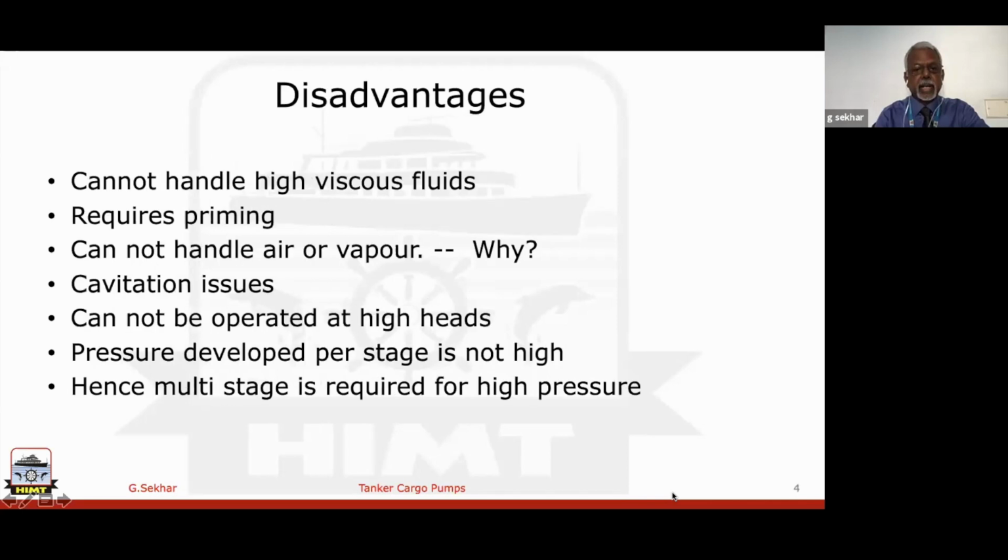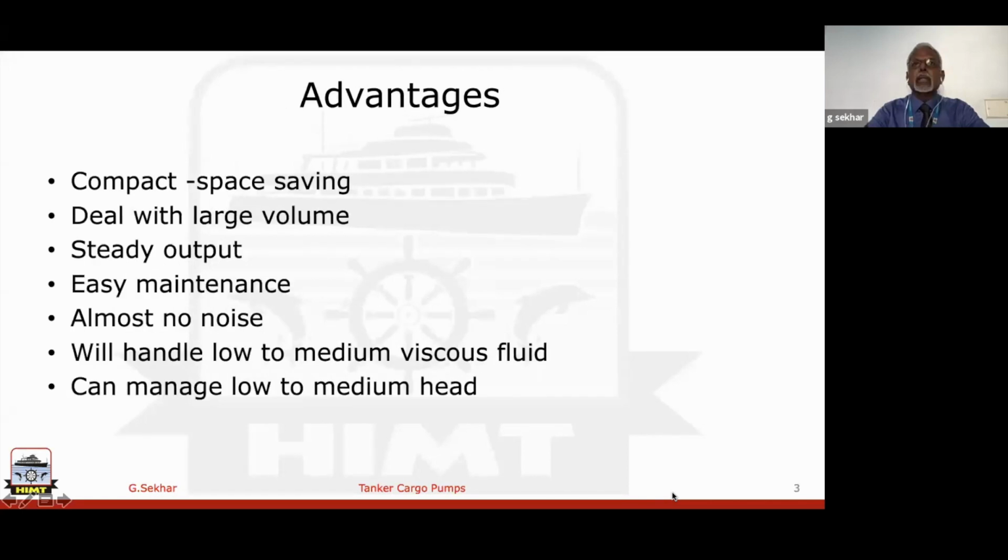The advantage of the centrifugal pump: in all tankers we use centrifugal pumps, whether it is a gas tanker, a chemical tanker, a product tanker, or VLCCs, everywhere. But the biggest advantage of the centrifugal pump is with reference to volume. Large volumes can be pumped. If you look at a VLCC, the cargo pump capacities may vary, 3,000 cubic meters per pump, or maybe up to 5,000 or even more.